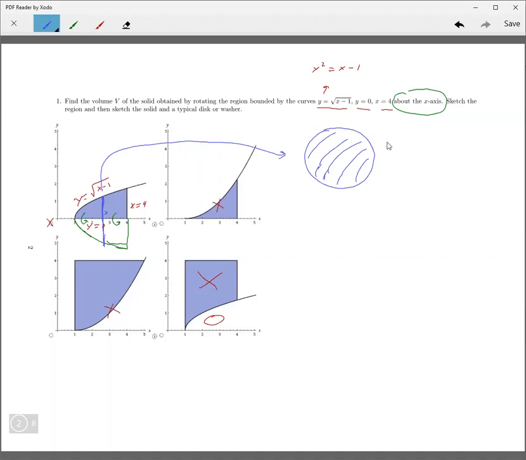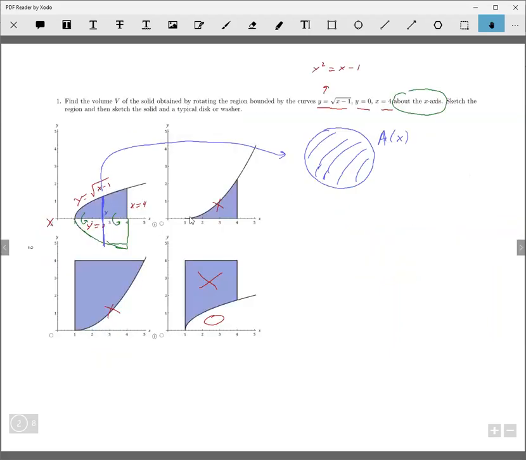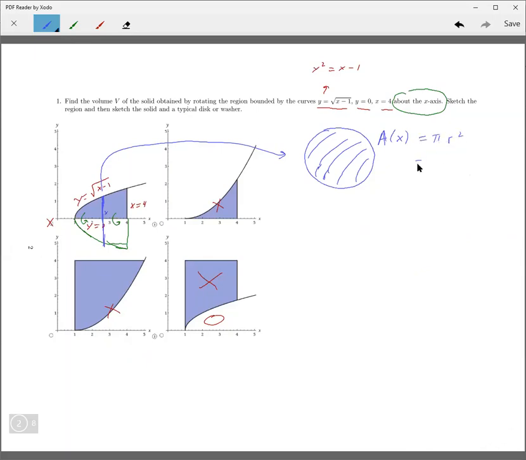And you want to calculate the area of that disk. Since we're taking cross sections perpendicular to the x-axis, I'll remind you we're following this model as opposed to this one. So now we look for the area. The area of a disk is pi r squared. Now we just have to figure out what r is. R is this distance from here to here, which is the square root of x minus 1.